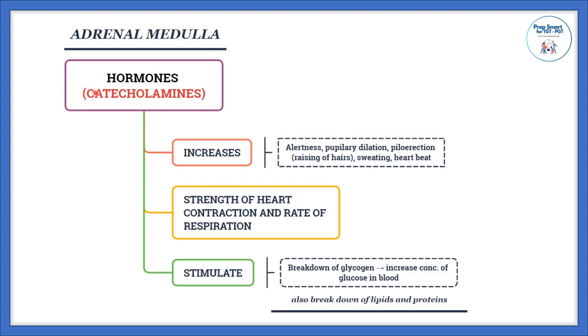So, adrenal medulla hormones, as I said, are adrenaline, also known as epinephrine, and noradrenaline, also known as norepinephrine, combinedly called catecholamines, which increase alertness, pupillary dilation, piloerection, that is raising of our skin hairs, sweating, and heartbeat. They also increase the strength of heart contraction and rate of respiration. These hormones also stimulate breakdown of glycogen, which results in increased concentration of glucose in blood. Also, they stimulate the breakdown of lipids and proteins.